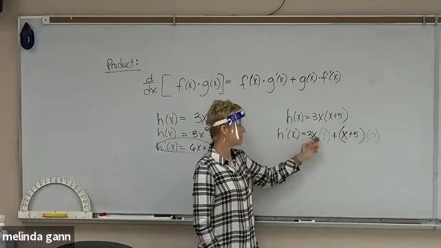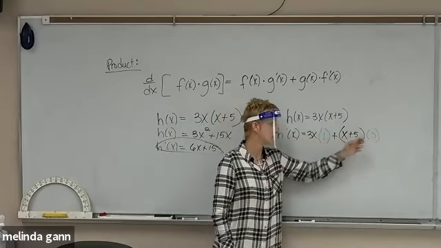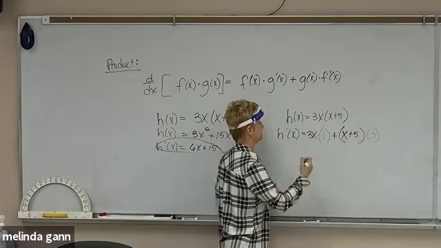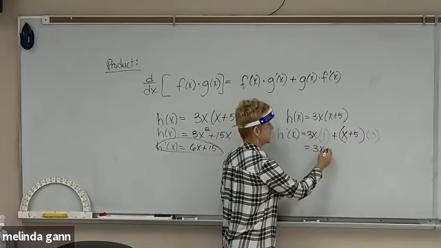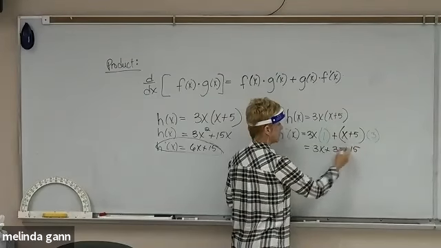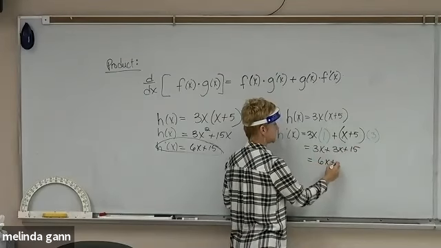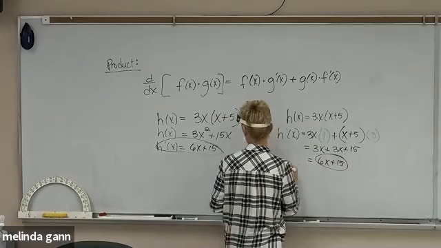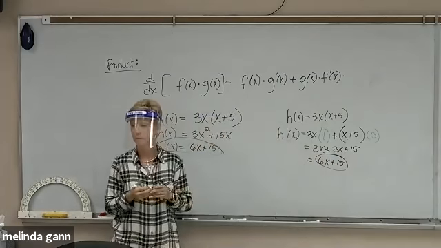So I do the first times the derivative of the second plus the second times the derivative of the first, and then I just clean it up. So I've got 3x plus what? 3x plus 15. So I end up with 6x plus what? 15. Which is exactly the same thing I got over here. Show you?